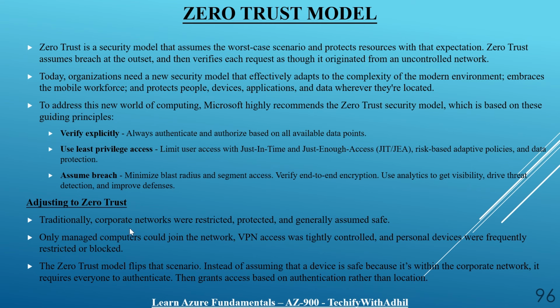Then adjusting to Zero Trust. Traditionally corporate networks were restricted, protected, and generally assumed safe. Only managed computers could join the network, VPN access was tightly controlled, and personal devices were frequently restricted or blocked. The Zero Trust model flips the scenario. Instead of assuming that a device is safe because it's within the corporate network, it requires everyone to authenticate, then grants access based on authentication rather than location.